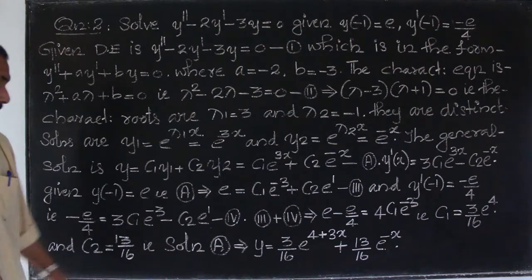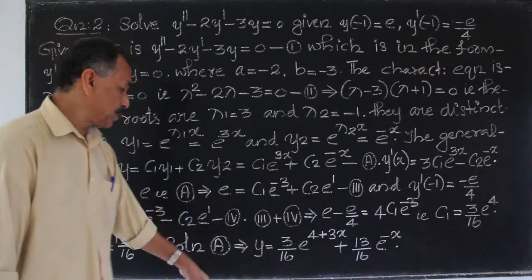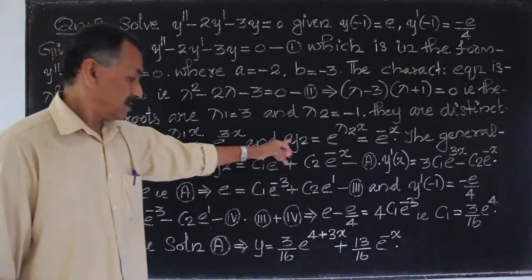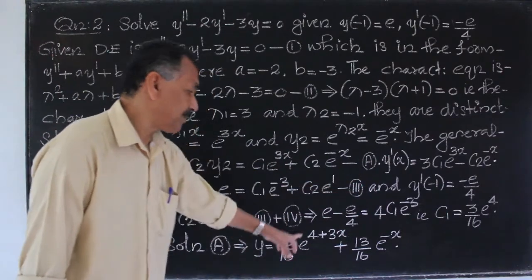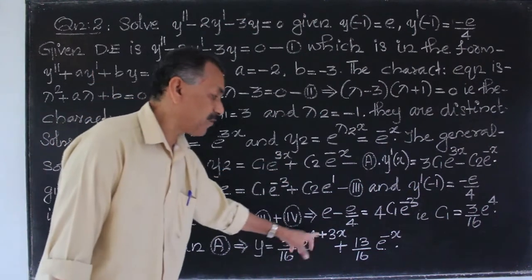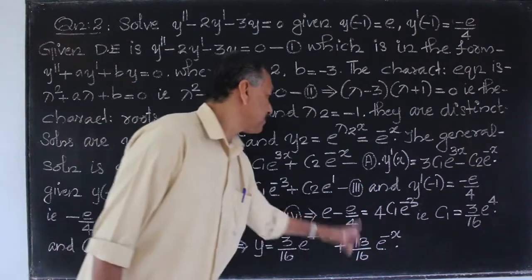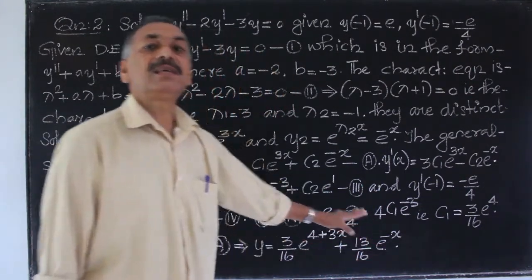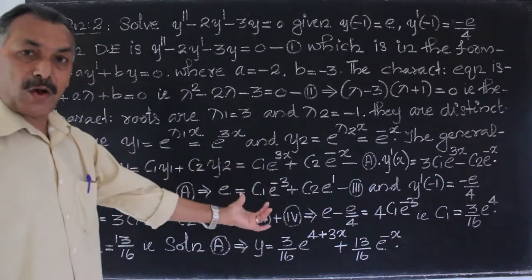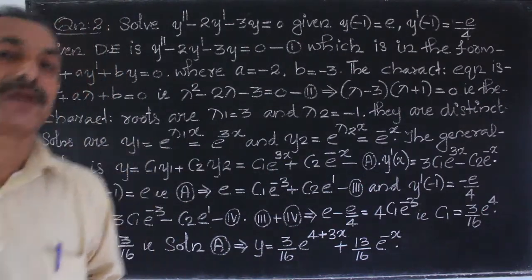c2 is 13 by 16. Our values give the general solution. The general solution y is equal to c1 e raised to 3x, where c1 is 3 by 16 e raised to 4, into e raised to 3x, that is e raised to 4 plus 3x, plus c2 e raised to minus x, where c2 is 13 by 16. This is the particular solution. Here we solved for c1 and c2 and applied the result.